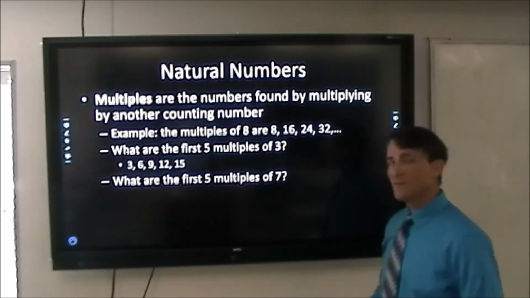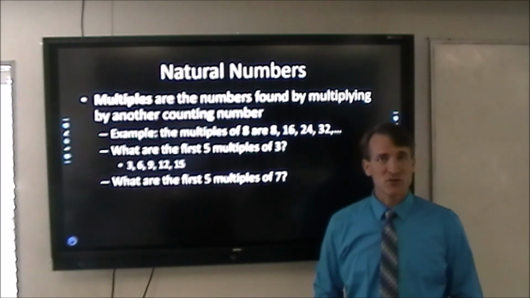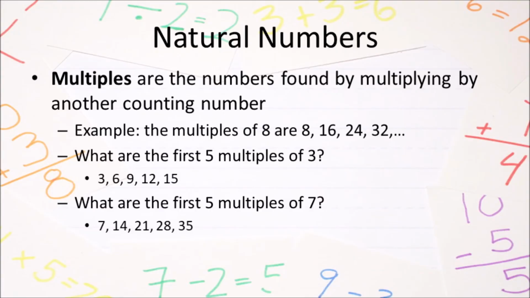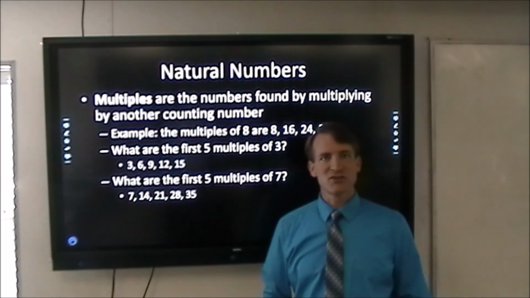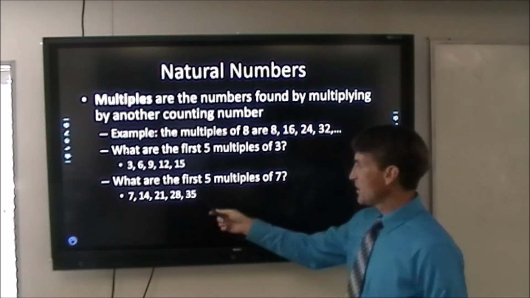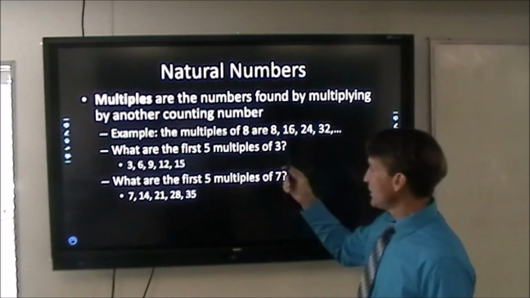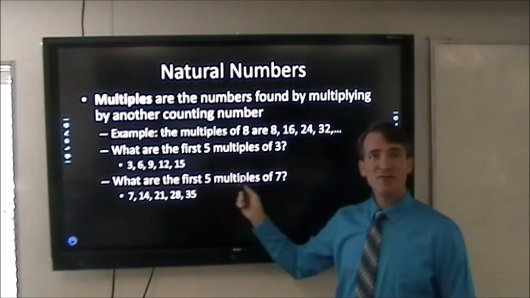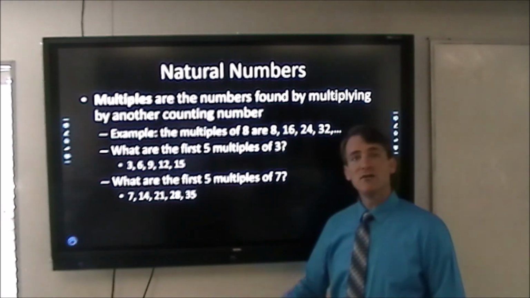What are the multiples of 7? We start off with 7. If we were to double that, we would get 14. If we were to add another 7 to that, we'd get 21, followed by 28 and 35. And just as a quick check, if I take my last number, 35, and I divide by 5, I do indeed get 7. So 5 and 7 are both factors of 35.